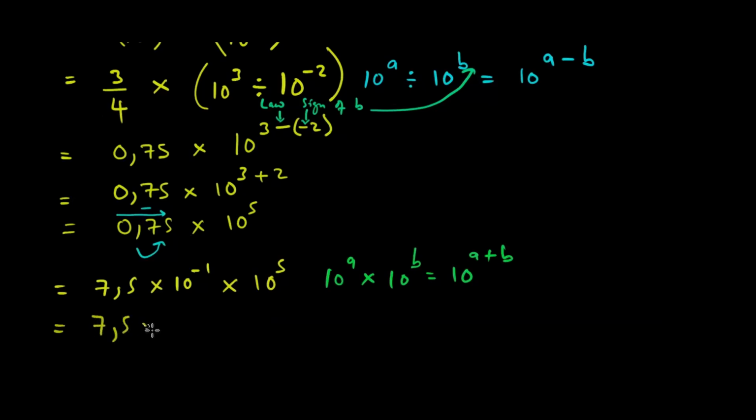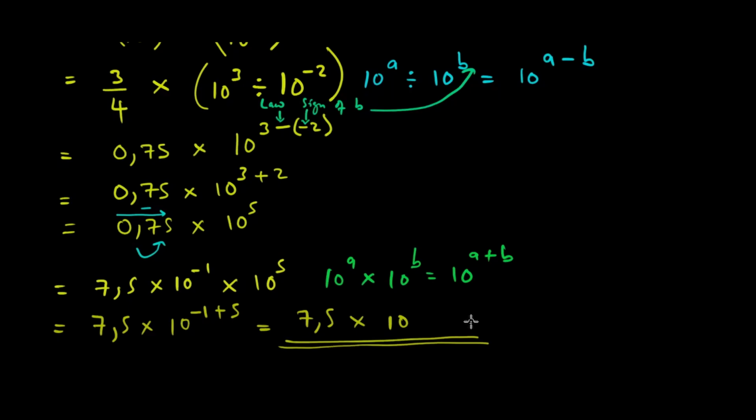7,5 times 10 to the power minus 1 plus 5, which is equal to 7,5 times 10 to the power... What is minus 1 plus 5? What is minus 1 plus 5? Minus 4. Minus 1 plus 5.